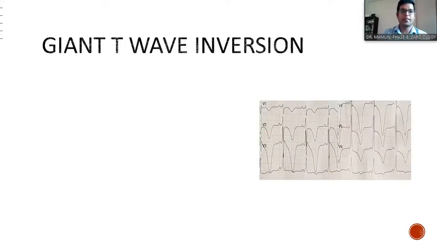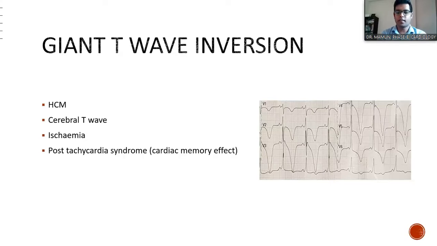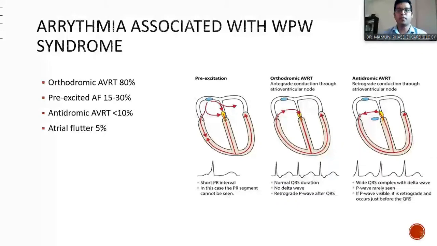This is the answer for the giant T inversion in this case: ACM, cerebral T-waves, ischemia, maybe due to post-tachycardia, that is cardiac memory effect. These are the arrhythmias associated with Wolff-Parkinson-White syndrome: orthodromic AVRT, which is most common, 80%; pre-excited AF; antidromic AVRT, less than 10%. Our case is antidromic AVRT.